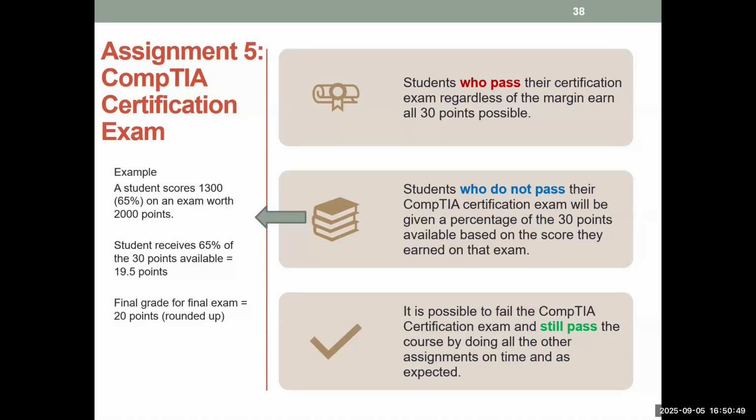Again, here is the certification exam or competency assessment. I think it's worth 30 points. And again, if you pass it, you get all 30 points. If you don't pass it, you get a percentage of the points that you did earn. And I will round all the grades up if it's necessary.